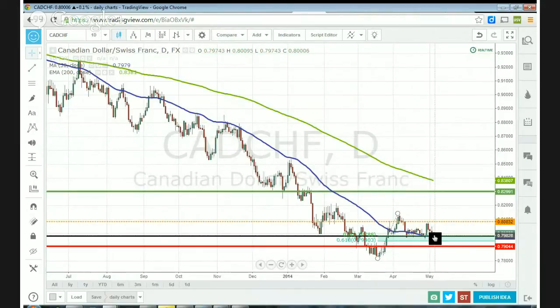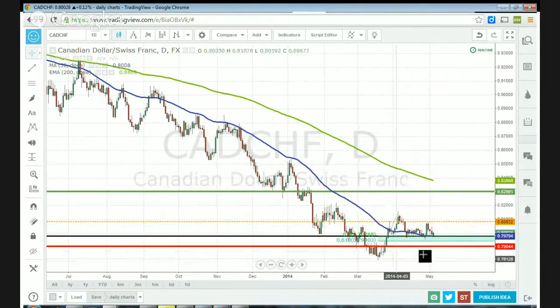We've got the 50 simple moving average as support. We also have the 50% retracement from this swing low to this swing high, plus we have a range here. So I think this is a reasonable consolidation going on. And when you have a market consolidate for a month like this, I'm actually kind of tempted to move my target profit higher.